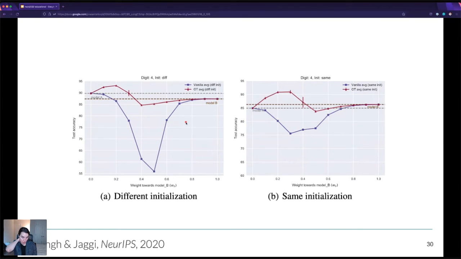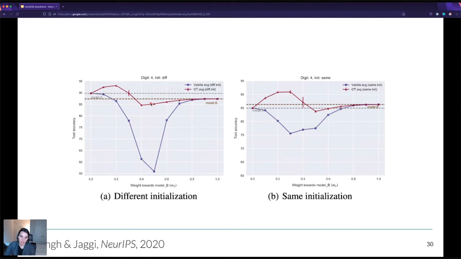So this is a really nice example from Singh and Jaggi at a NeurIPS paper a couple of years ago. They have a specialist network, which had access to a different data class than the generalist network. They see that if they initialize them differently, much as we've seen generally, and they just average them, with vanilla averaging, this blue line, the performance really falls off. This is just averaging all of the model weights between the two different models.